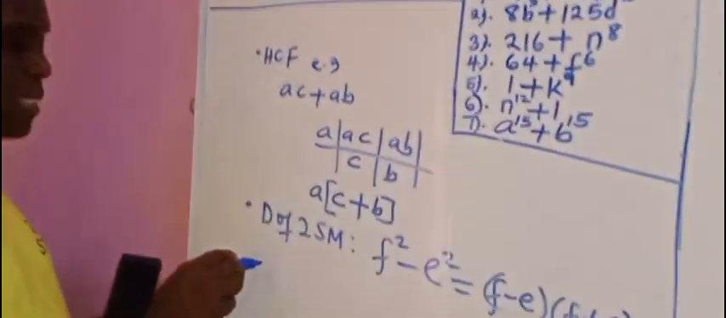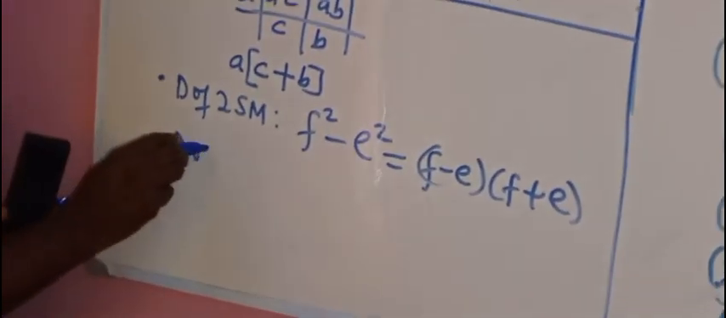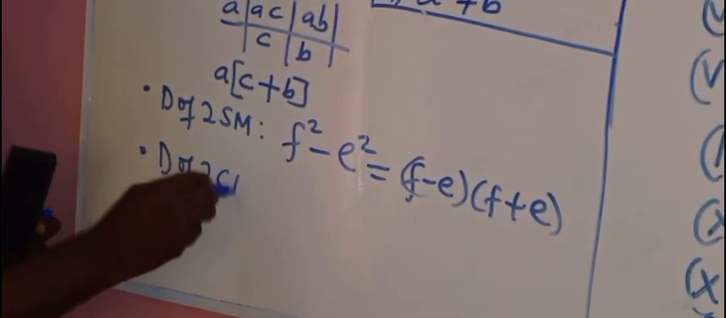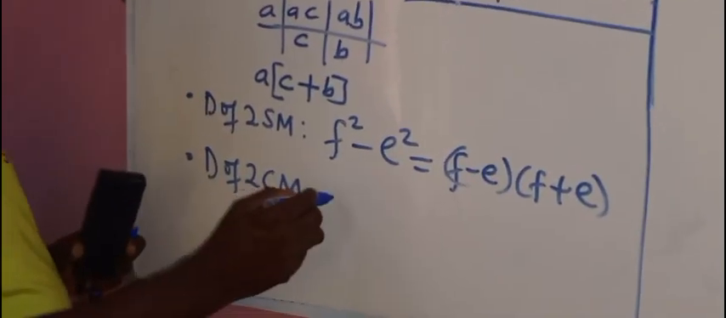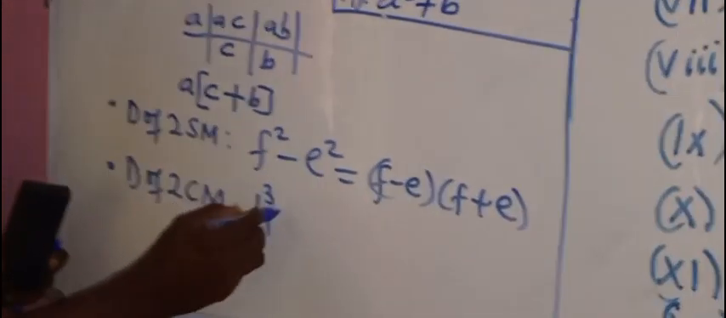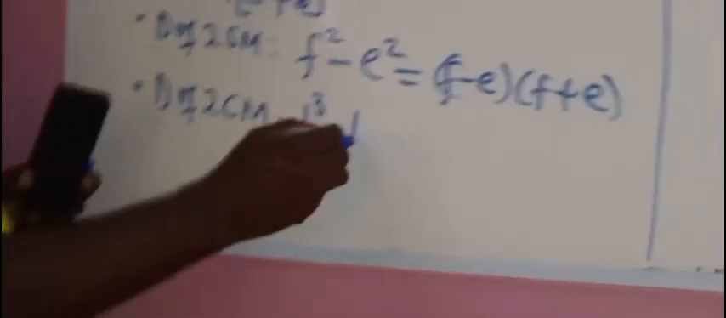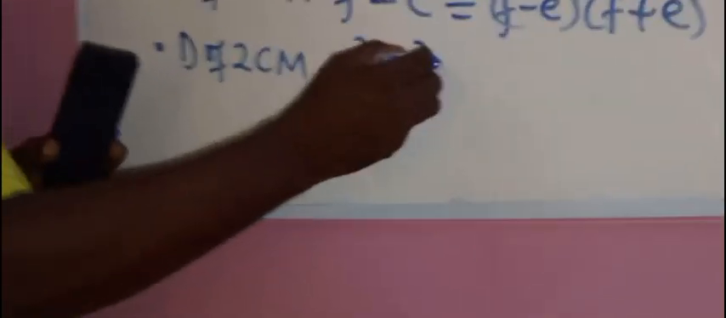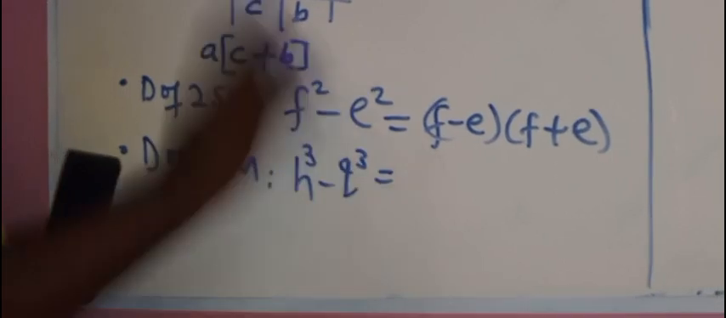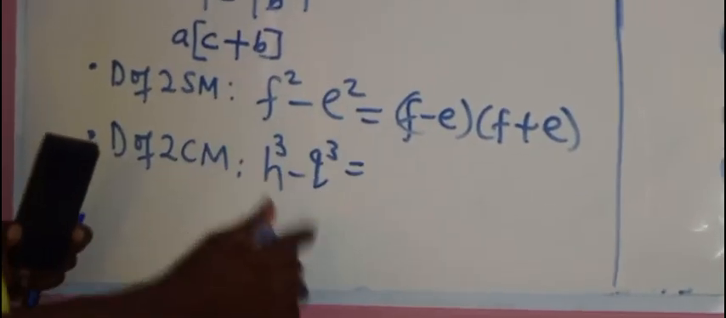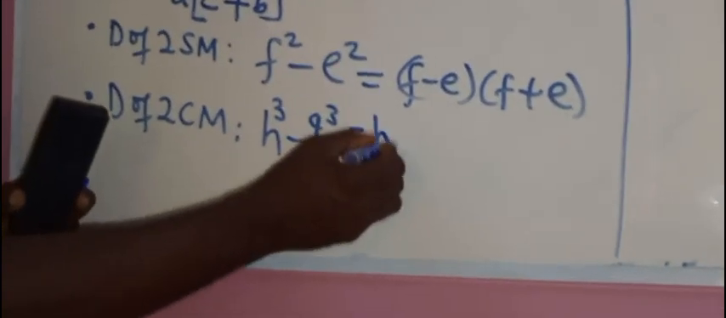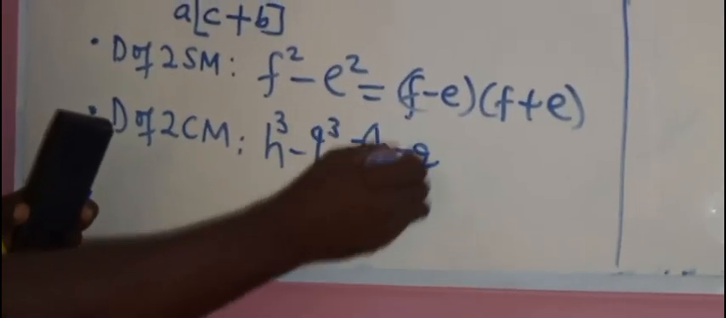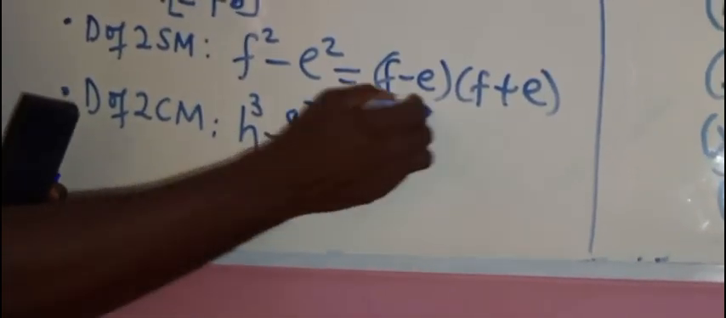Then we went ahead to look at the difference of 2 cubes method. When 2 things are raised to the power of 3, let's say we have H raised to the power 3 minus Q raised to the power 3. Here we have 2 factors. One is linear, the other one is quadratic. Like I said, you pick one H, one Q, because this begins with minus, so it has to be minus.